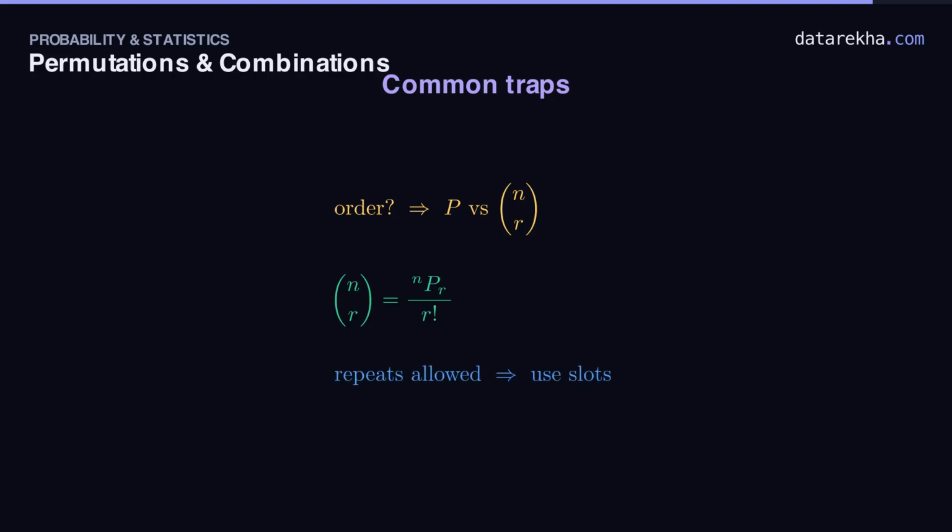Trap 3. Using n choose r when repetition is allowed. Combinations assume each object is used at most once. If digits in a code can repeat, go back to slots and powers, not choose. Trap 4. Ignoring identical items. With repeats, plain n factorial overcounts. Divide by the factorial of each repetition count. That's what saved us on level.